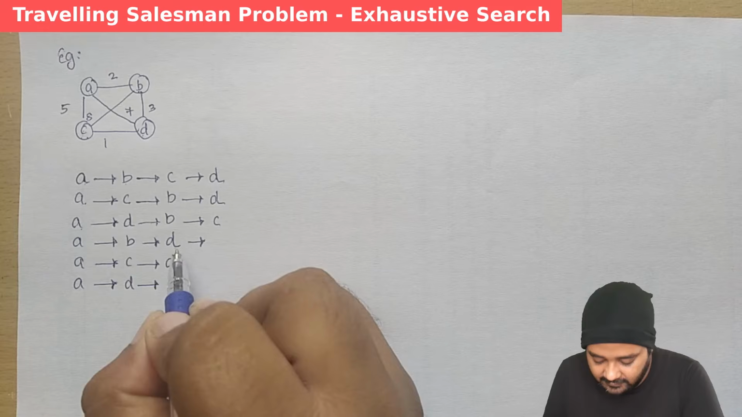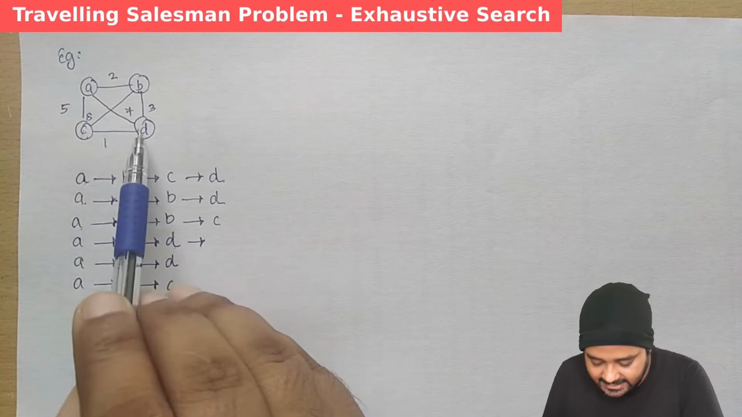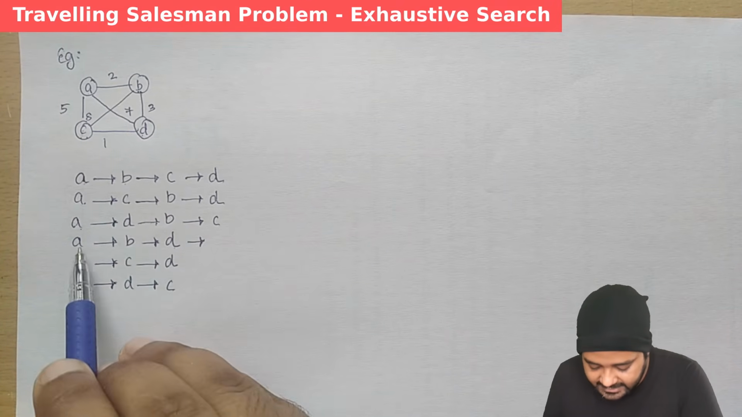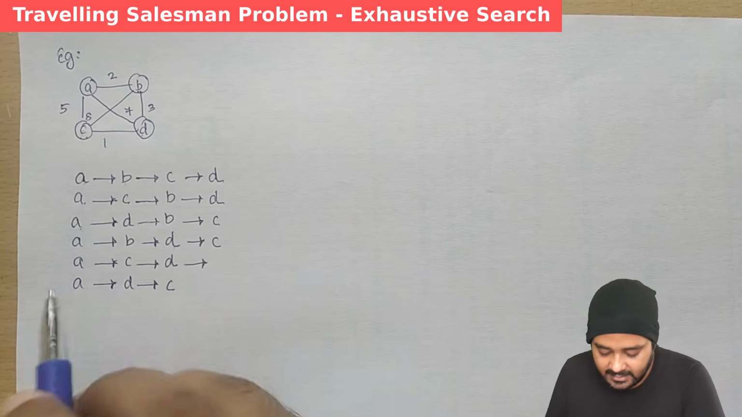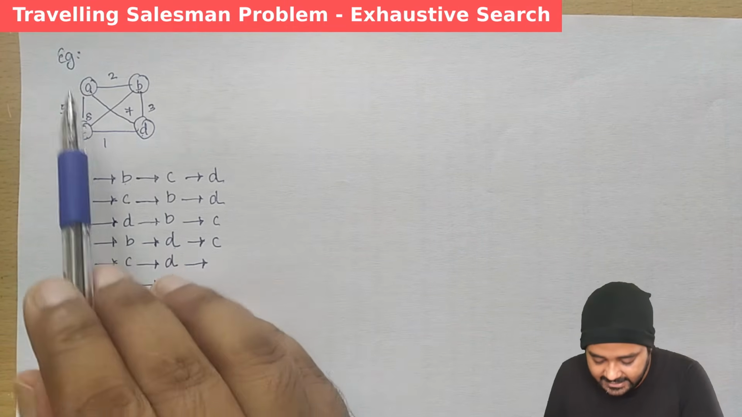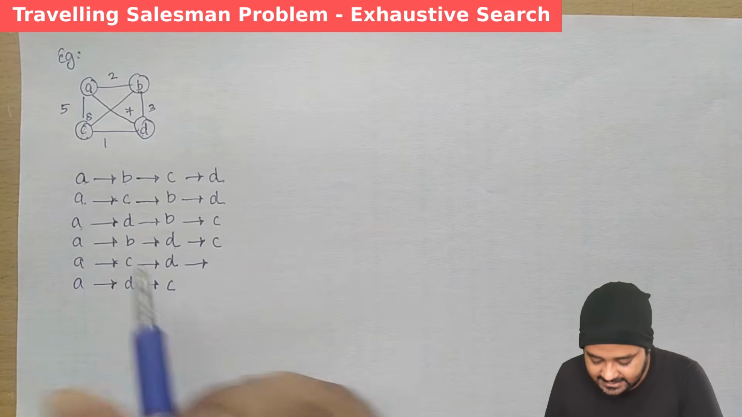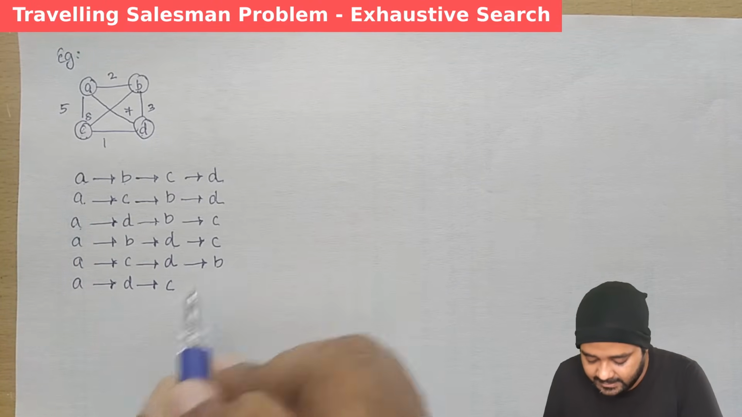Similarly for D over here, we have A, C and B. Here A and B are already visited, and C is left off, so I'm just marking C. Similarly at D right now, A, C and B. A and C are already marked, so I'm just marking B.